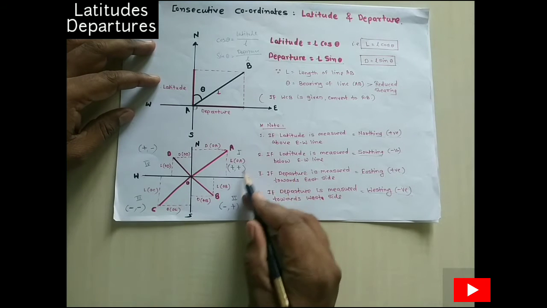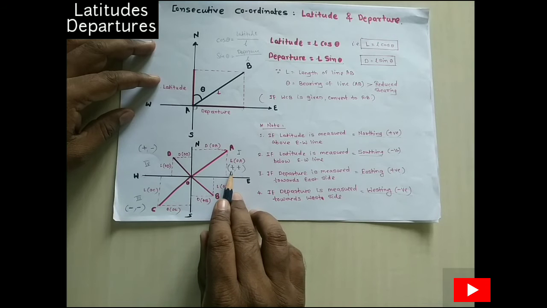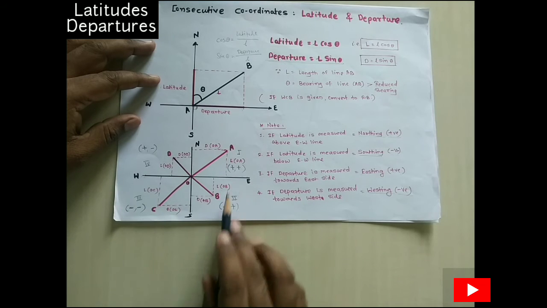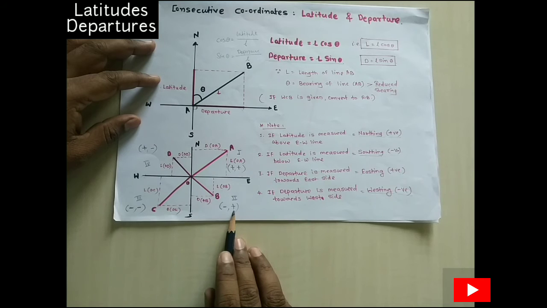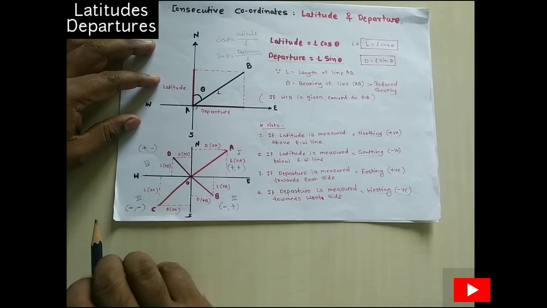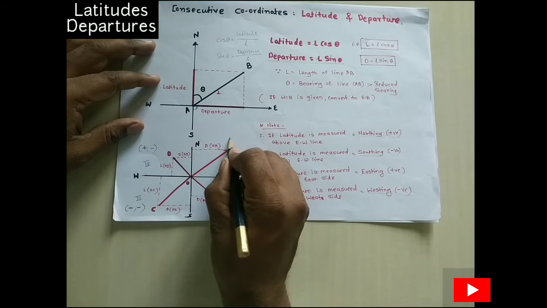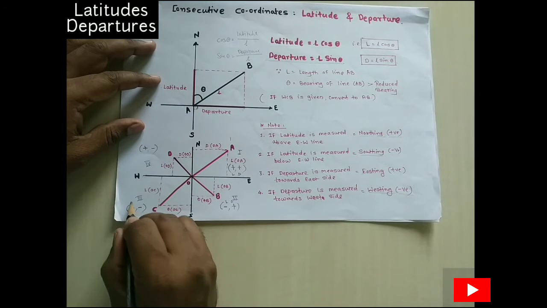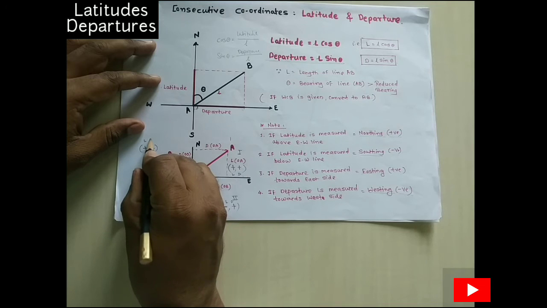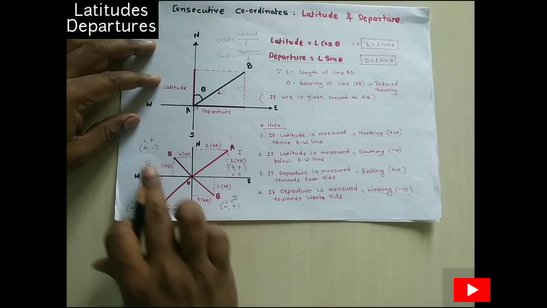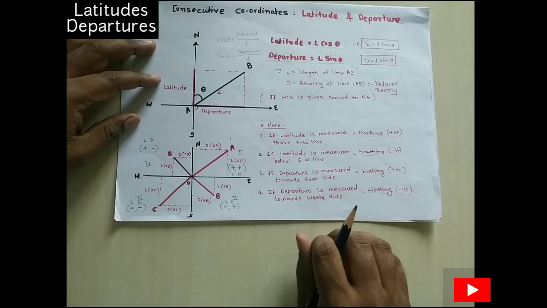Remember, the first sign is for latitude, the second sign is for departure. So here you have to refer to latitude, departure for each quadrant in order. Depending upon this terminology, you can find the area of a particular traverse.